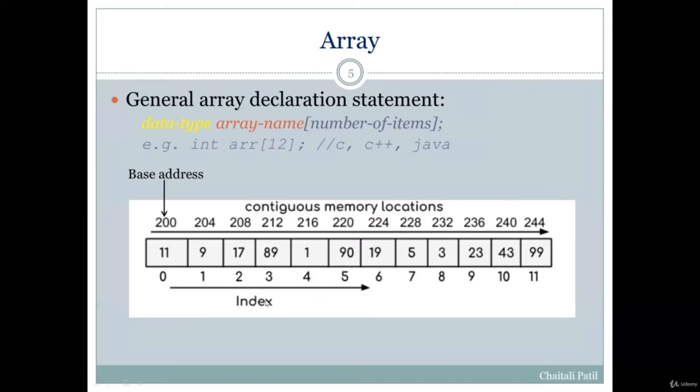In an array, sequential access as well as direct or random access is allowed. For example, we can access randomly any element in the array by using its index. Suppose arr of 6 will print the value 19. arr of 0 will print the value 11. Likewise, by using the index position, we can access any element in an array. So array provides random access.